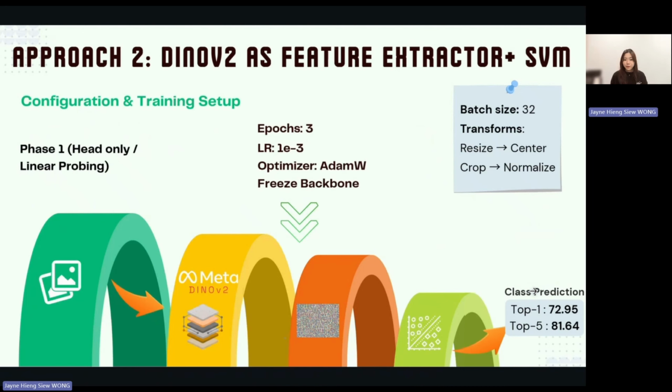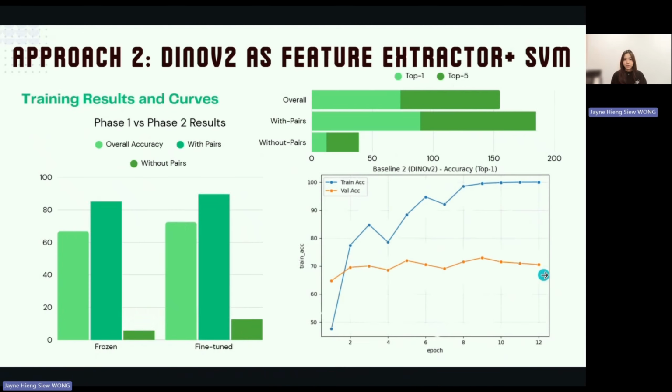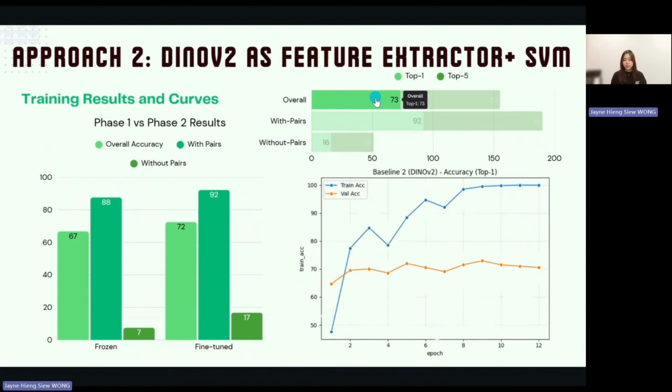We train in two phases. Phase 1 is linear probing, where only the SVM learns while the transformer stays fully frozen. In phase 2, we add light fine-tuning, where we unfreeze the last transformer blocks with a very low learning rate. The model can adapt without overwriting its pre-trained plant knowledge, and both phases share the same transforms and batch settings. Performance reached about 73% top-1 and 82% top-5 overall.